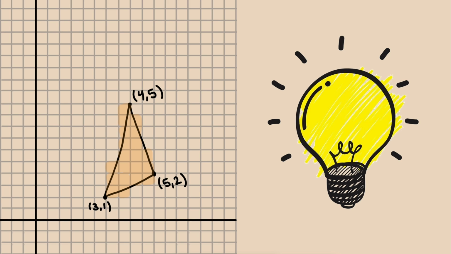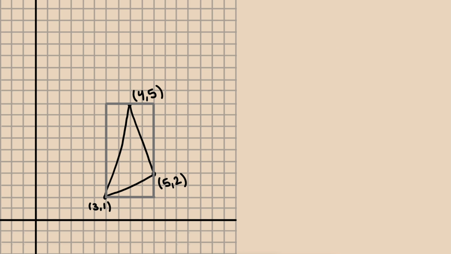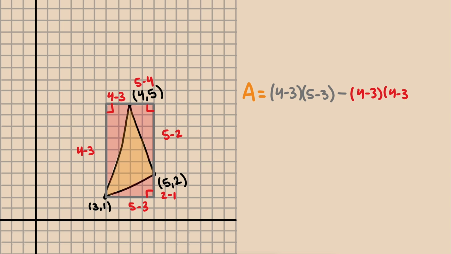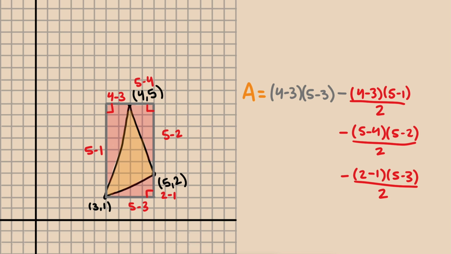But there's another strategy. We can put a rectangle around the triangle by projecting the vectors to the axes so we have right triangles to work with. We calculate the area of the rectangle and subtract off the area of these 3 triangles. These 3 are easy to calculate since they are right triangles oriented with the grid. Still looks a little crazy with all those differences for lengths though.